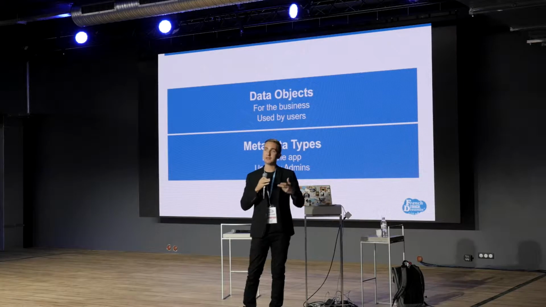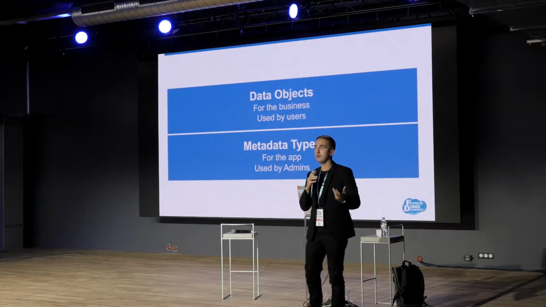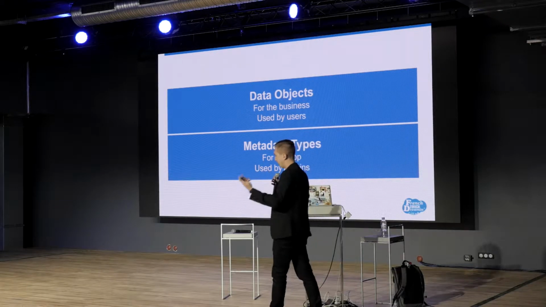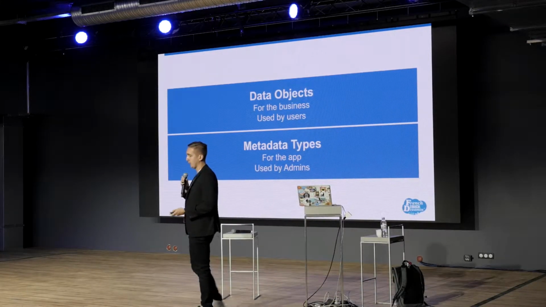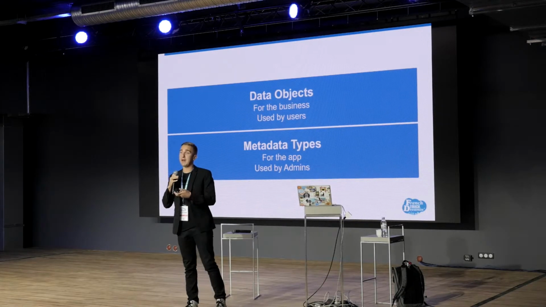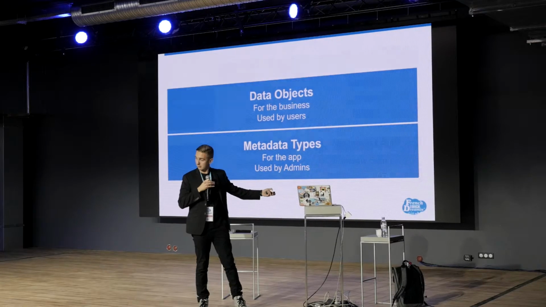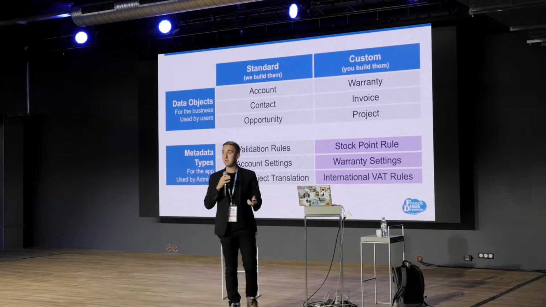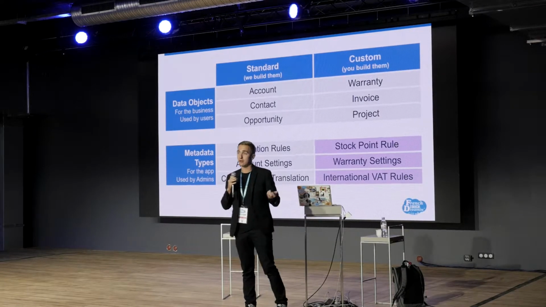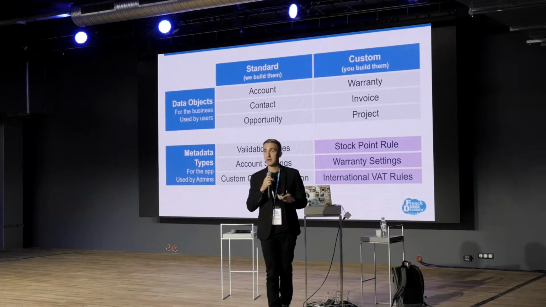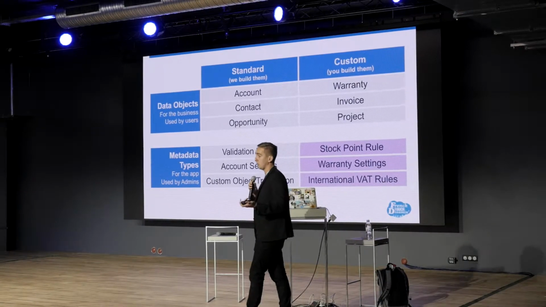And metadata objects are used to store information about your app, about how your app is functioning, what are the rules, what are some configs, mappings, and so on. And that is used by admins, not by business users. And if we look even further, we can talk about standard data objects like accounts, contacts, opportunities, and custom data objects. And those you create with custom objects to store things like invoices, projects, warranties.